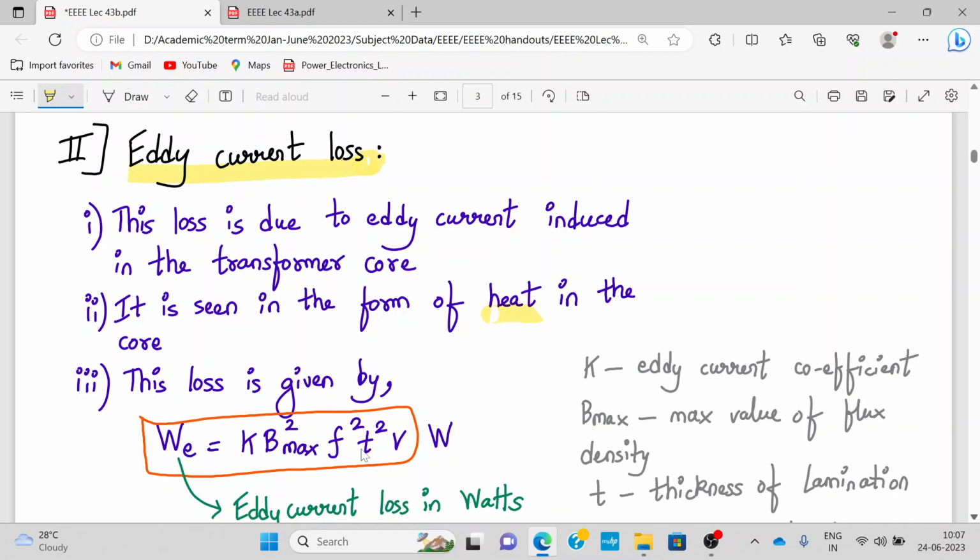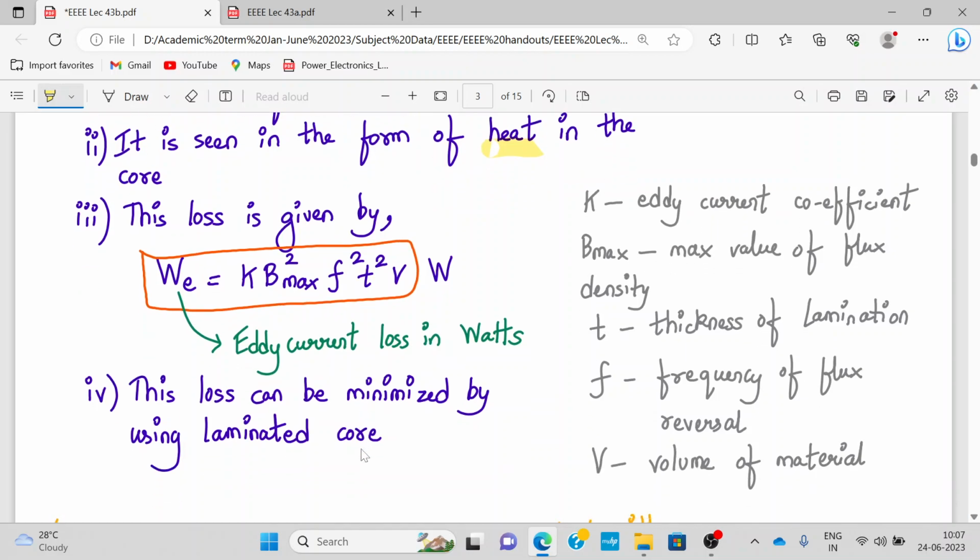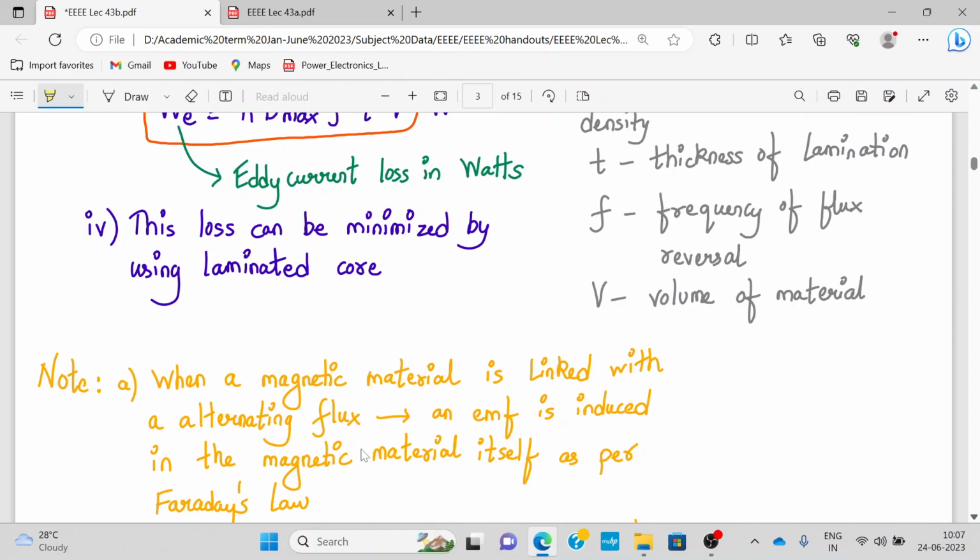This loss is given by W_E, which is K B_max squared F squared T squared V, and eddy current loss is measured in watts. K is the eddy current coefficient, B_max is the maximum value of flux density, T is the thickness of the lamination, F is the frequency of the phase reversal, and V is the volume of the material.